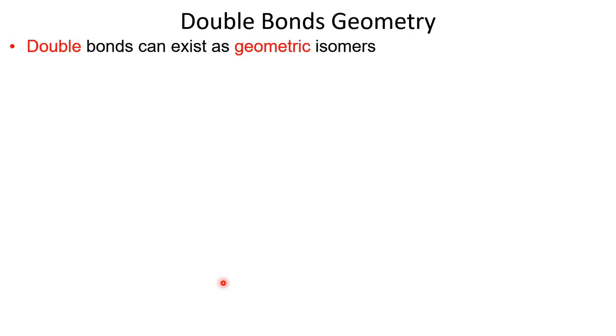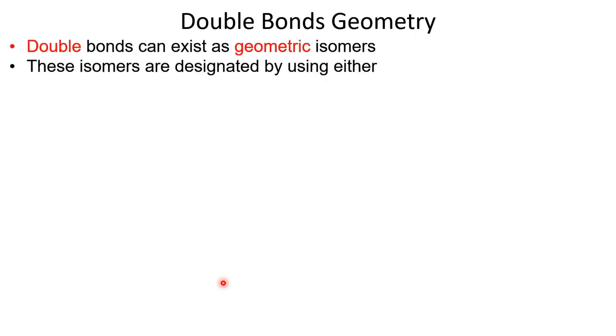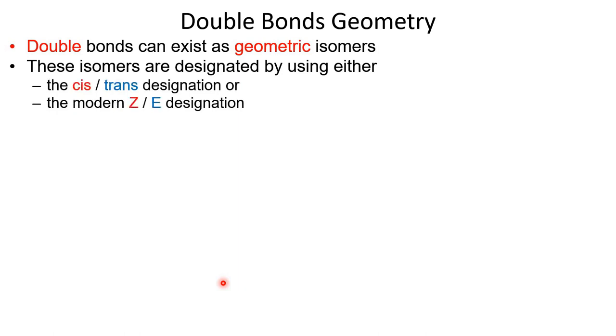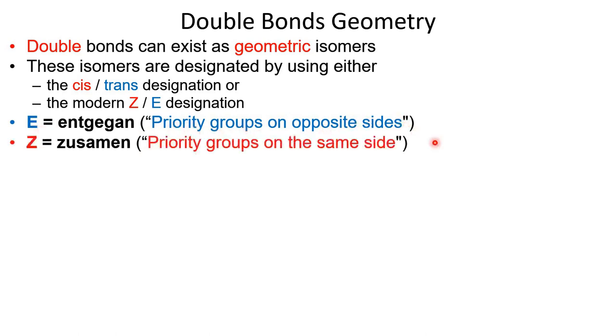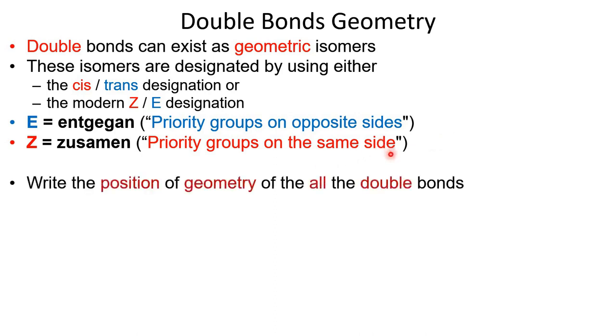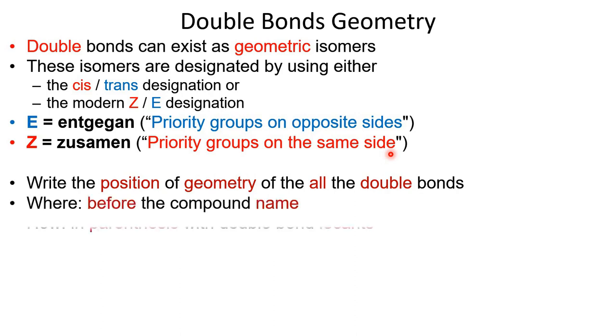Now let's come towards the geometry of the double bond. Double bonds can exist as geometric isomers. These isomers are designated by using either cis-trans designation or the modern Z-E designation. E means that priority groups are on the opposite sides, while Z means that priority groups are on the same side. If a double bond is present and you want to show the geometry of the double bond in the IUPAC name, then write the geometry of all the double bonds, where you will have to show these before the name of the compound. And how you will show those? You will have to enclose them in parentheses with the locants of the double bond.